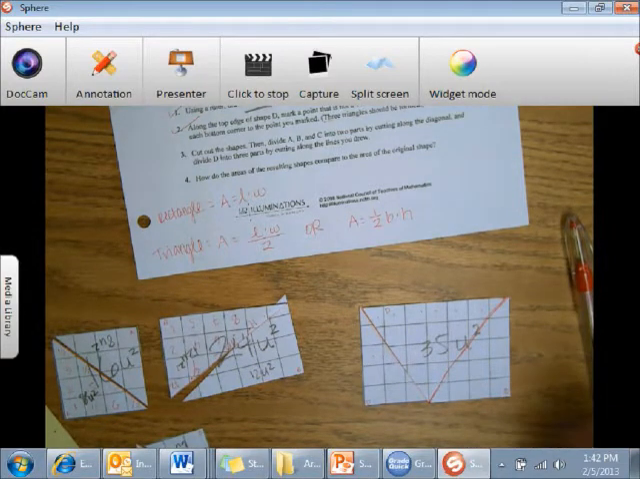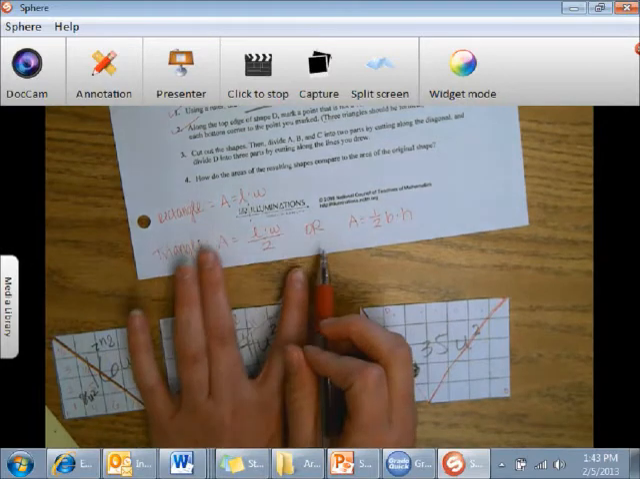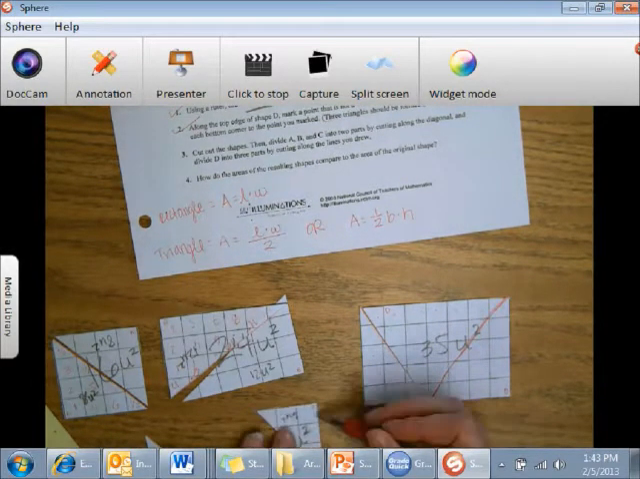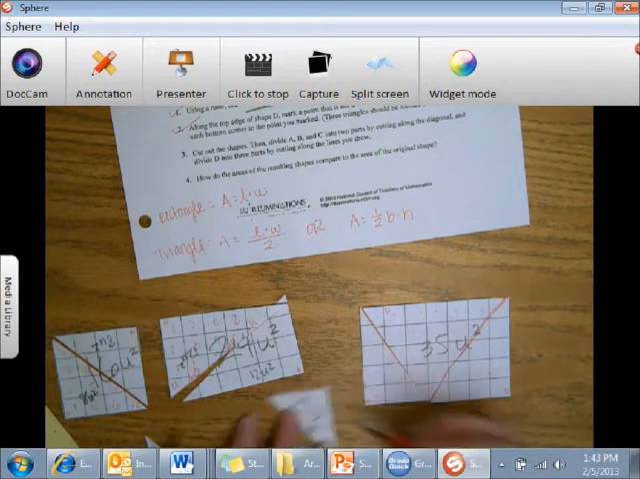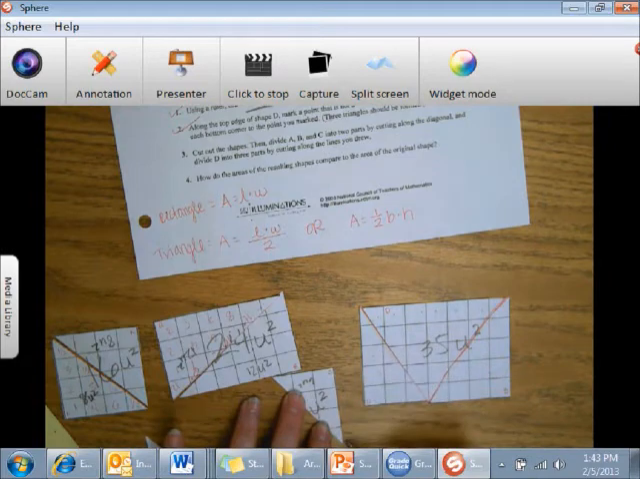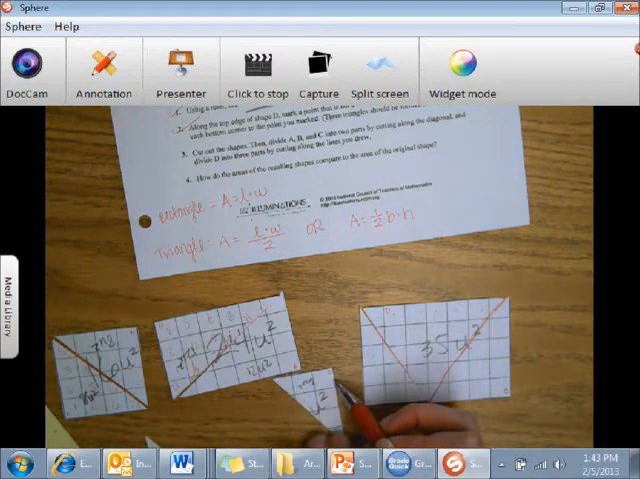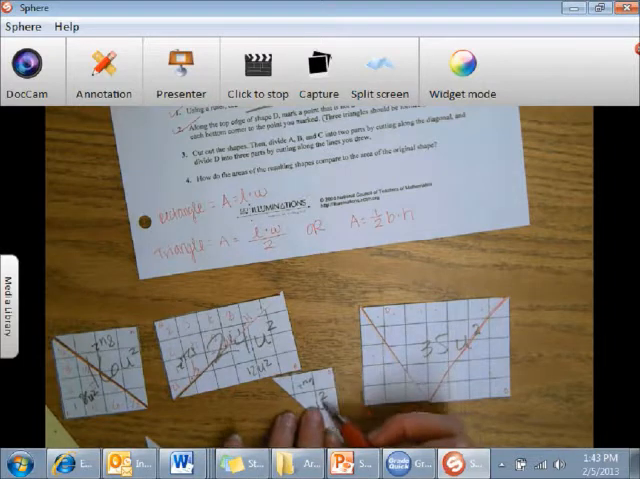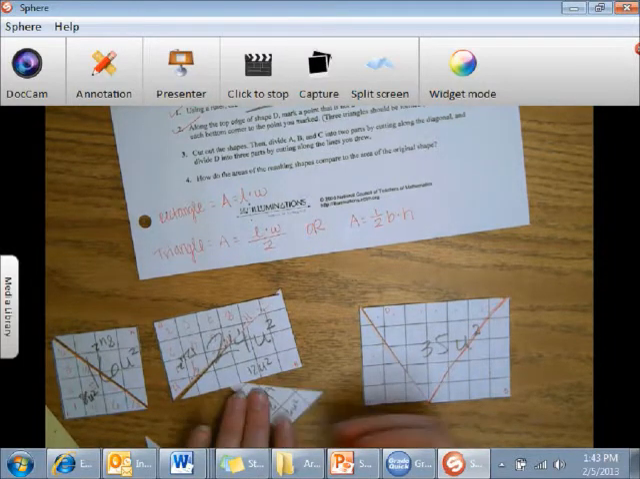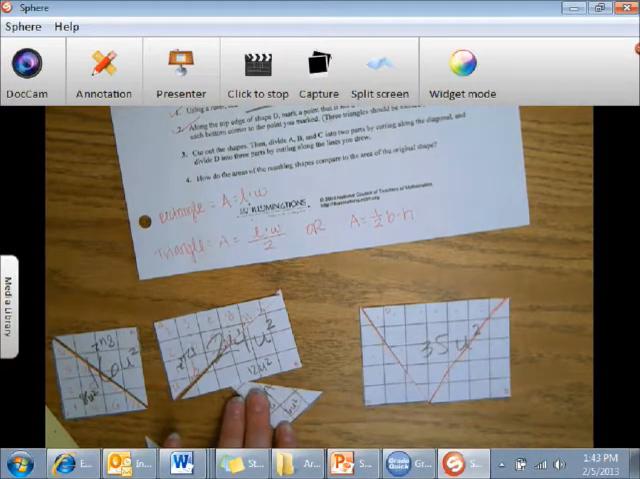Well, this is the formula we've come up with. And in here, we knew that the base was 3, and the height was 4, and 3 times 4 was 12, divided by 2 gave us 6, which is the area we came up with.